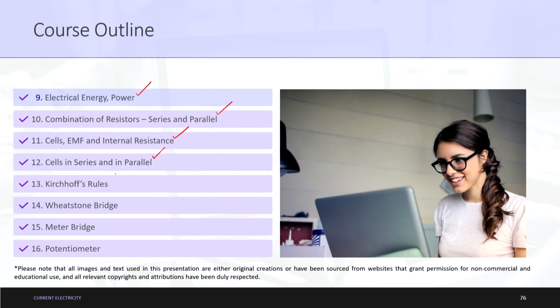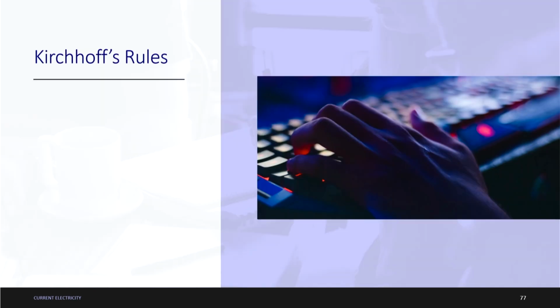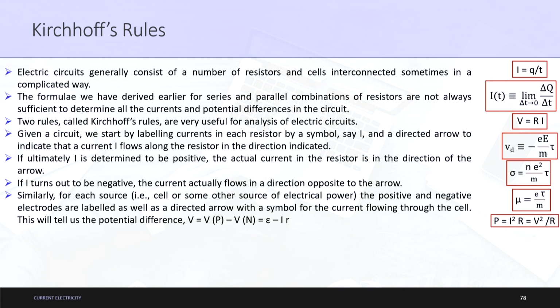And finally, today we will go on with Kirchhoff's rules. So let us move on with Kirchhoff's rules first, and then we will move on with the final applications of Wheatstone bridge, meter bridge and potentiometer, and that will be the end of current electricity. Okay, so Kirchhoff's rules. I think this has been explained in the previous lecture. So let us move on with the rules, what are the rules and proofs.